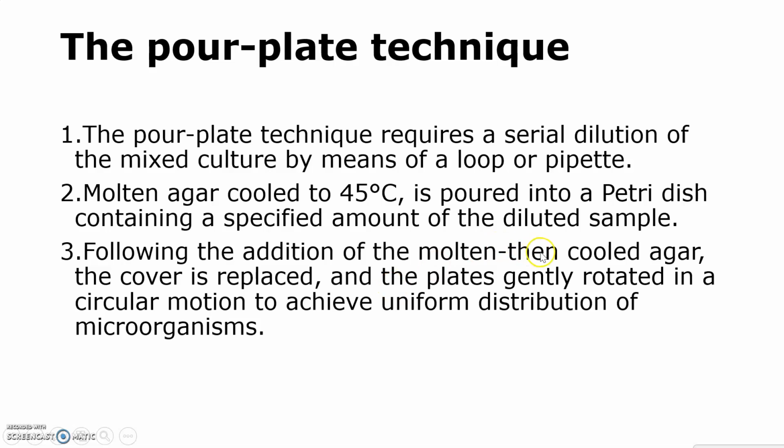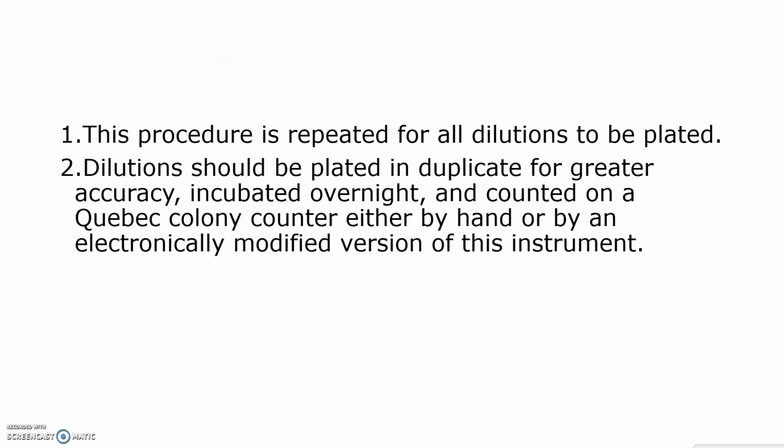Following the addition of the molten agar, the cover is replaced and the plate is gently rotated. We place the plate on the table or platform where we have kept it, and we gently rotate it in a circular motion to achieve a uniform distribution of organisms. Then this procedure is repeated for all dilutions. So we repeat it for each and every dilution we have prepared.